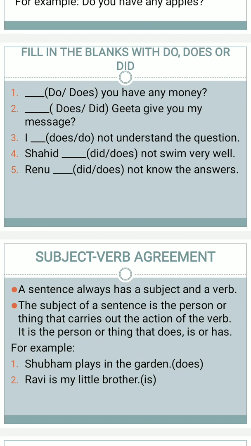I do not understand the question. I will always use do with I. Shahid dash not swim well. Whenever there is the name of any person, we use the helping verb does. So, Shahid does not swim well. Renu does not know the answers. As we have already learnt in the fourth one, Shahid does not swim well. Next, Renu does not know the answers.